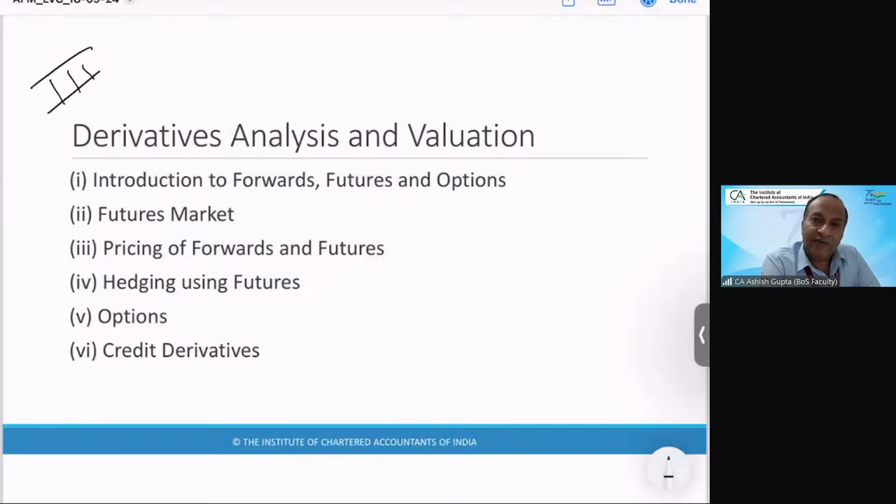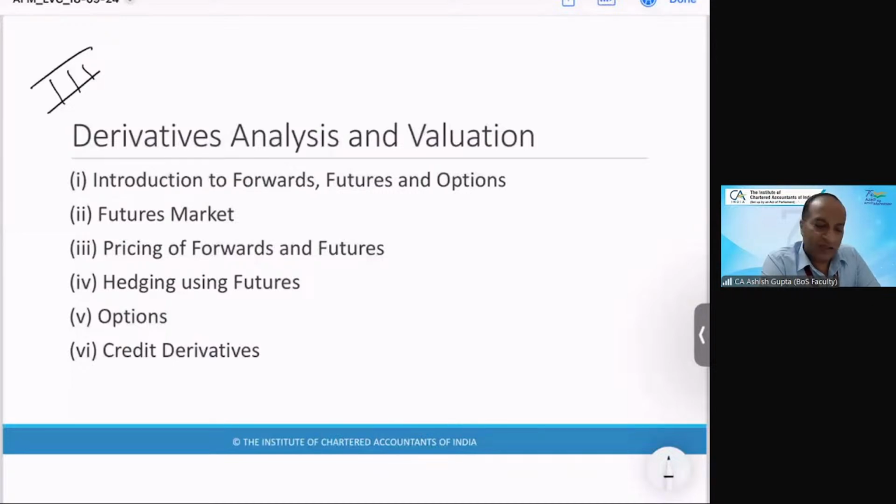Derivative means deriving something from some underlying set. Basically, we do some trading based on the value of something. So a derivative is basically a kind of contract.